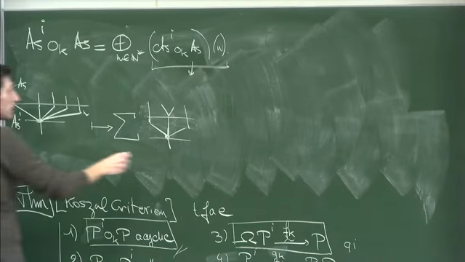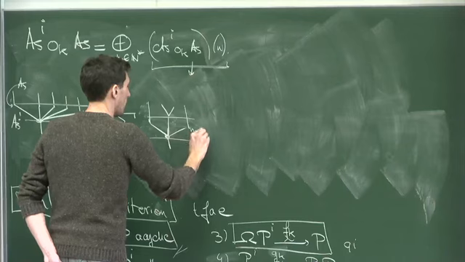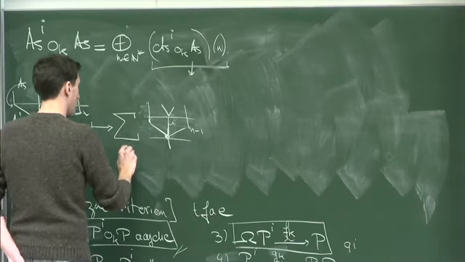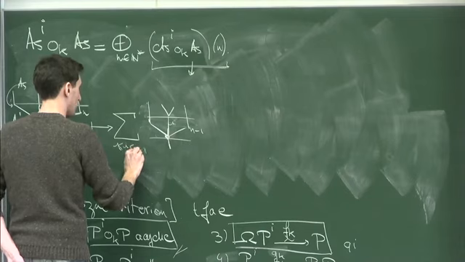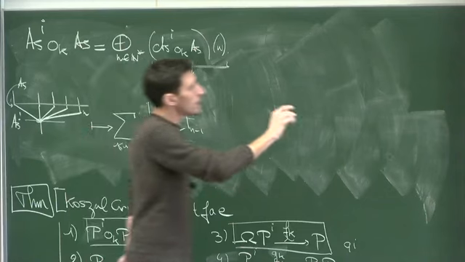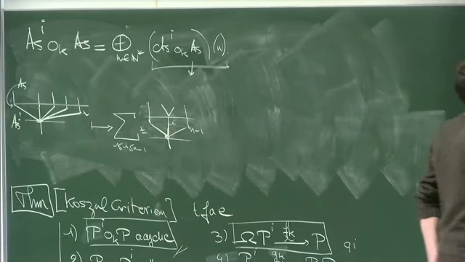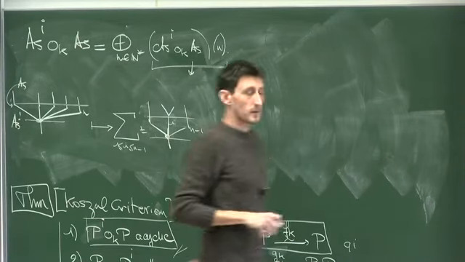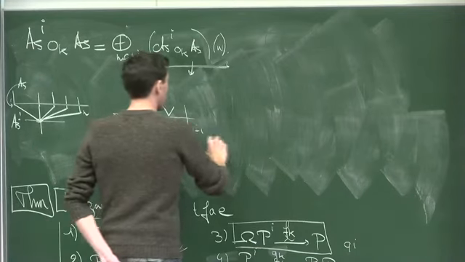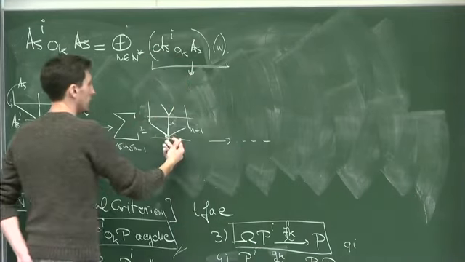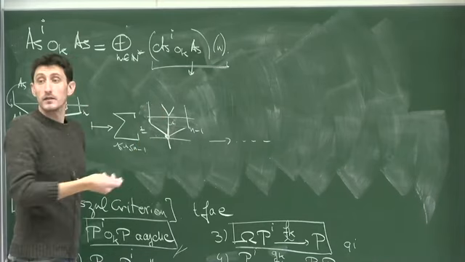You have n, and now here you get n minus 1, and you have the sum for all i's between 1 and n minus 1. Well, there is something I will not explain, which is all the signs. Here you have a lot of signs because of the suspension. Okay, and so on and so forth. And then you continue, and then you pull up binary corollas like this.